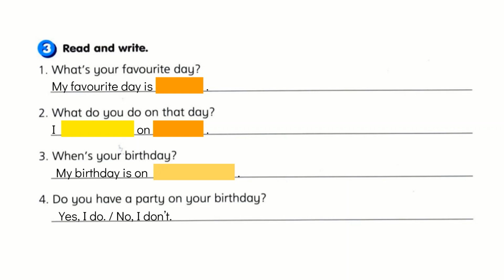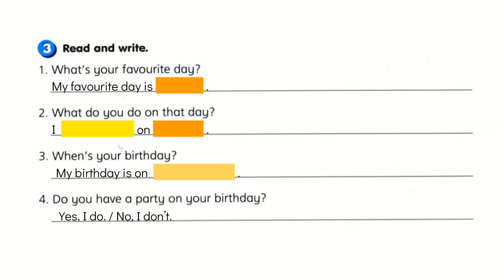For the second question, what do you do on that day? So, if you wrote, my favorite day is Monday, you should answer, what do you do on Monday? For example, I play football on Monday. It should be the same day as your favorite day.